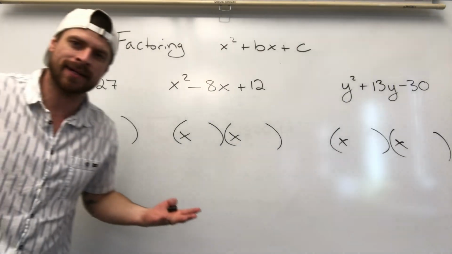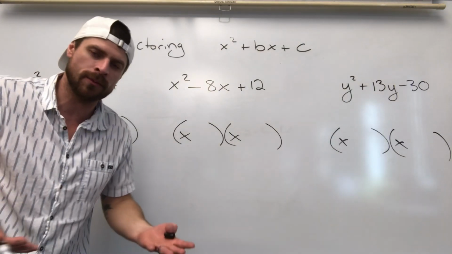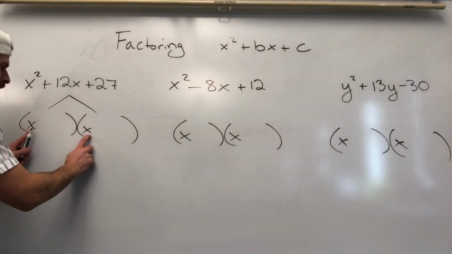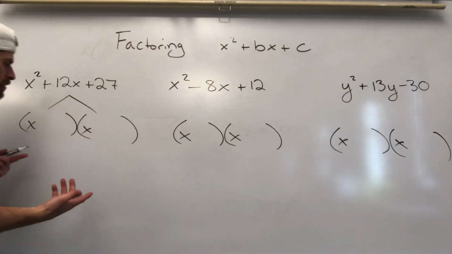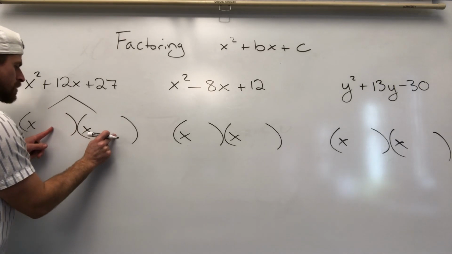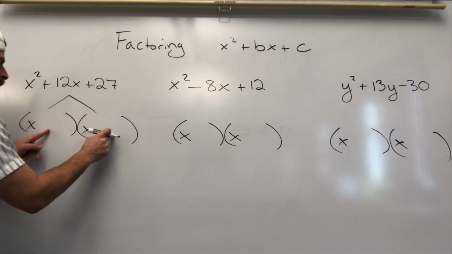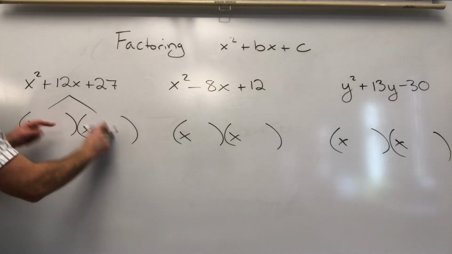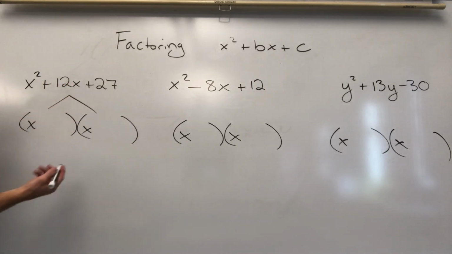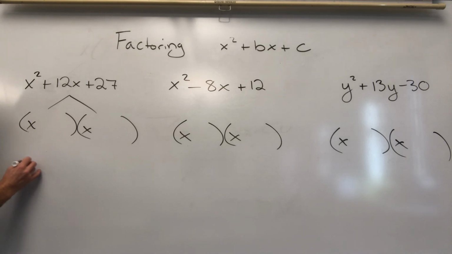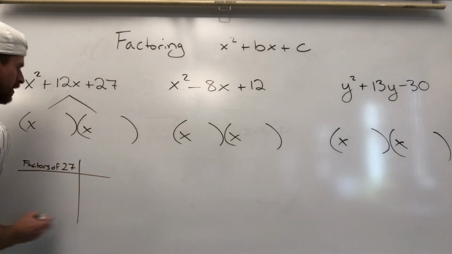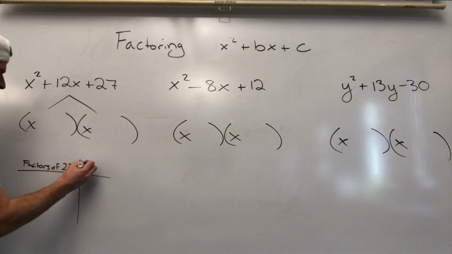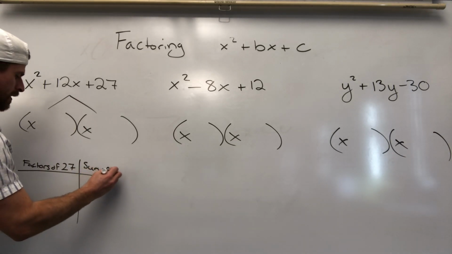Now you're halfway done, right? You're only trying to figure out both of the binomials, but you've already gotten 2 parts of 1, 2, 3, 4 parts total. We now just need to find 2 numbers, and those 2 numbers need to multiply together to make the c, but they also need to add together to make the 12. So a table of values is helpful. If you could say factors of 27, and then over here in the next column, I tell my students to start by saying the sum of 12.